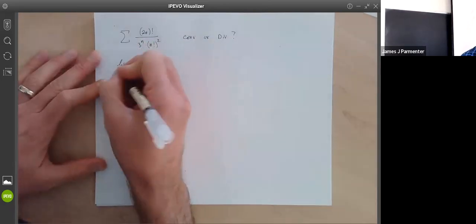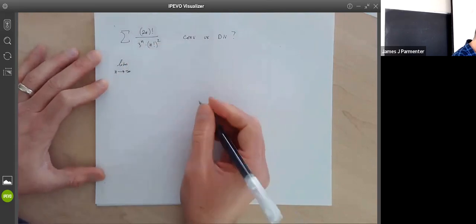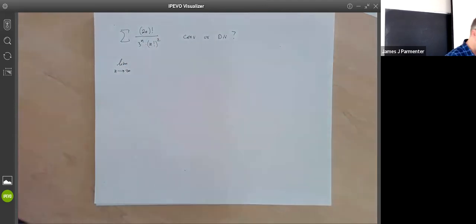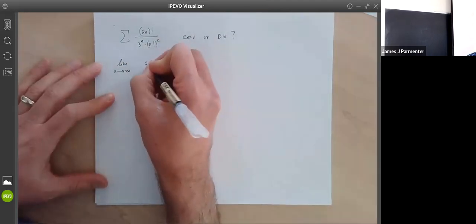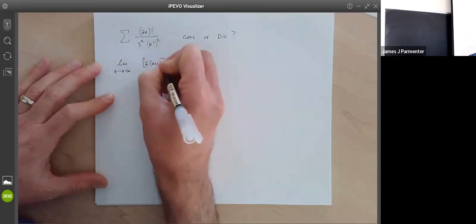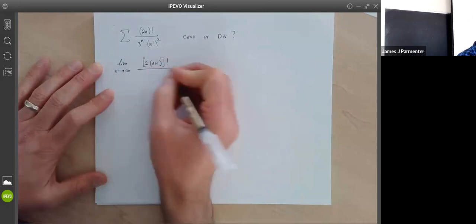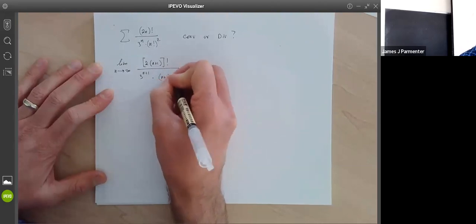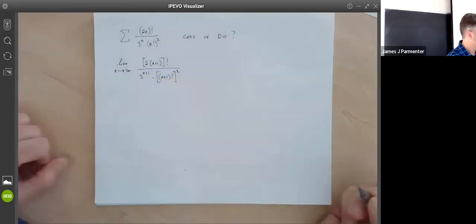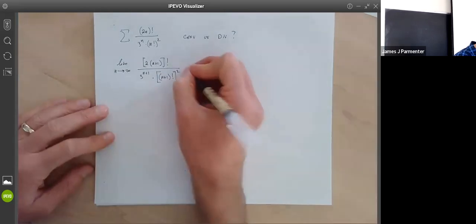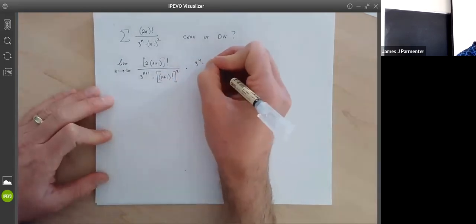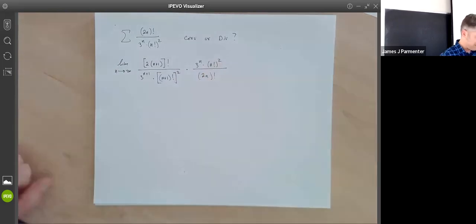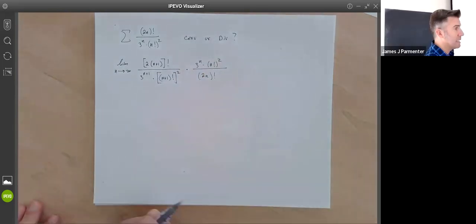So we're going to do the limit as n goes to infinity of, all right, so 2n factorial is a little tricky when you're plugging in n plus 1. Well, let's just be careful. So I'm going to have 2 times n plus 1 factorial over 3 to the n plus 1 times n plus 1 factorial squared. And then times 3 to the n times n factorial squared over 2n factorial. That looks messy.